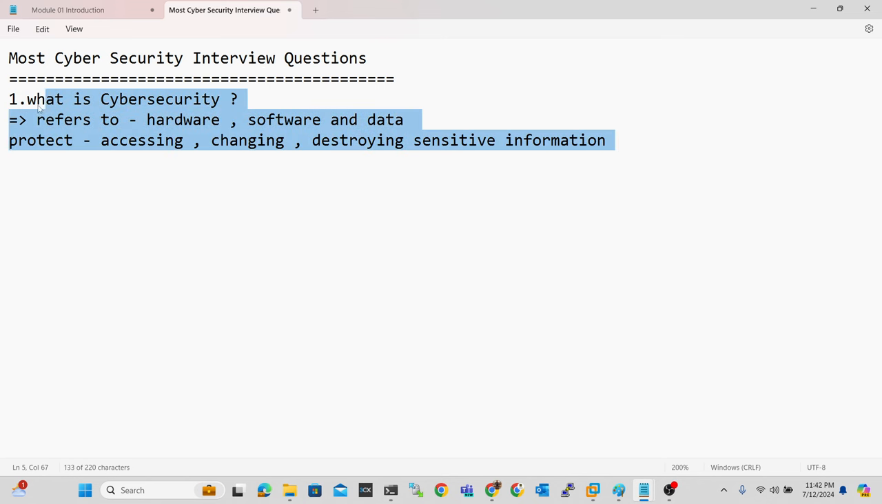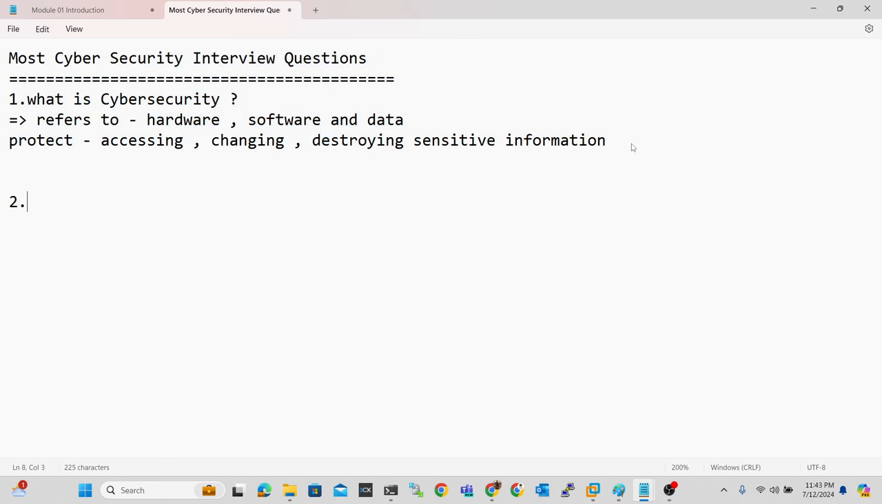Okay. Then when an interviewer or recruiter asks, what is cybersecurity? Cybersecurity refers to the protection of hardware, software and data from attackers. Okay, that's cybersecurity.